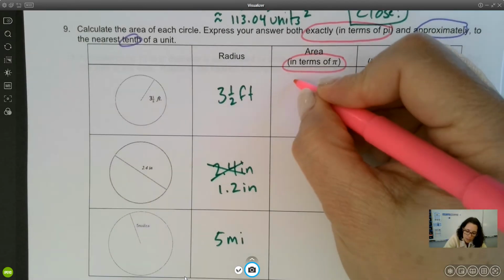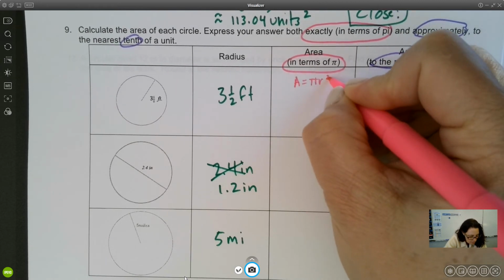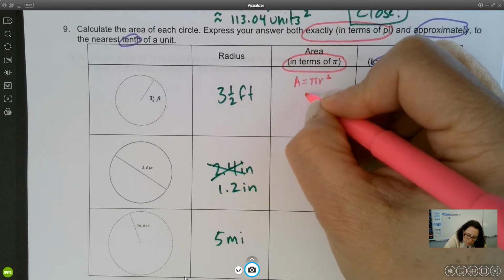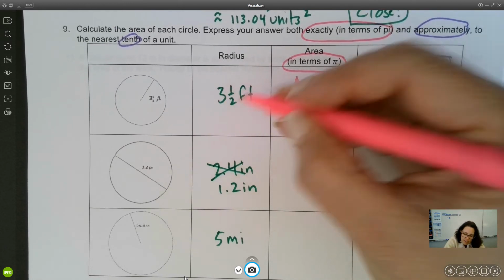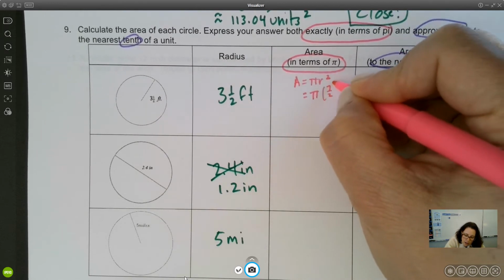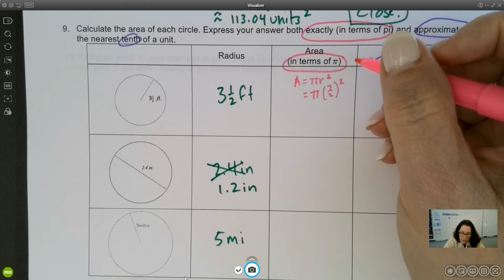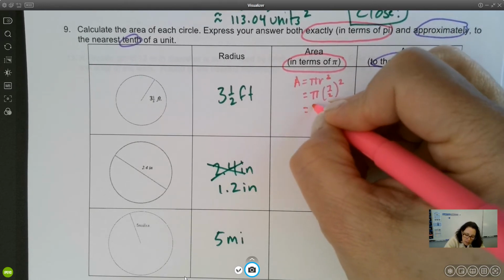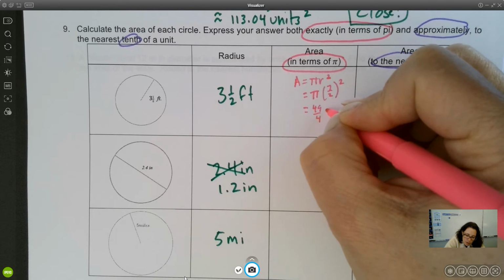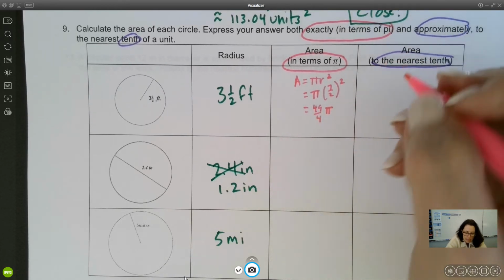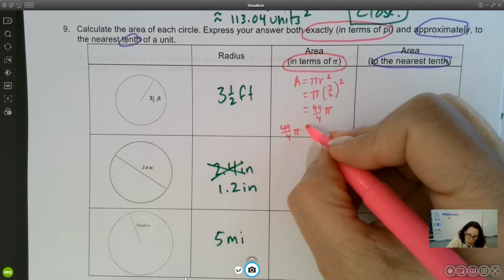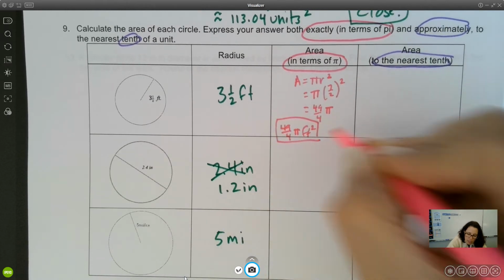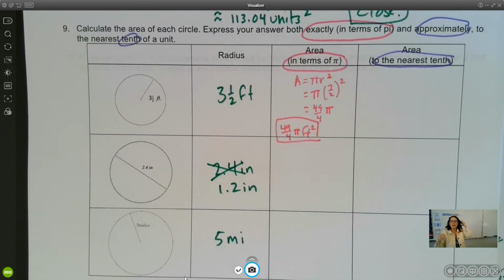Area equals pi r squared. So area equals pi. Now r squared, this is 7/2. Well, 7 squared and 2 squared gets me 49/4 pi. That's my answer. 49/4 pi feet squared. Okay, area is two-dimensional. Please make sure you have the squared on the unit feet.